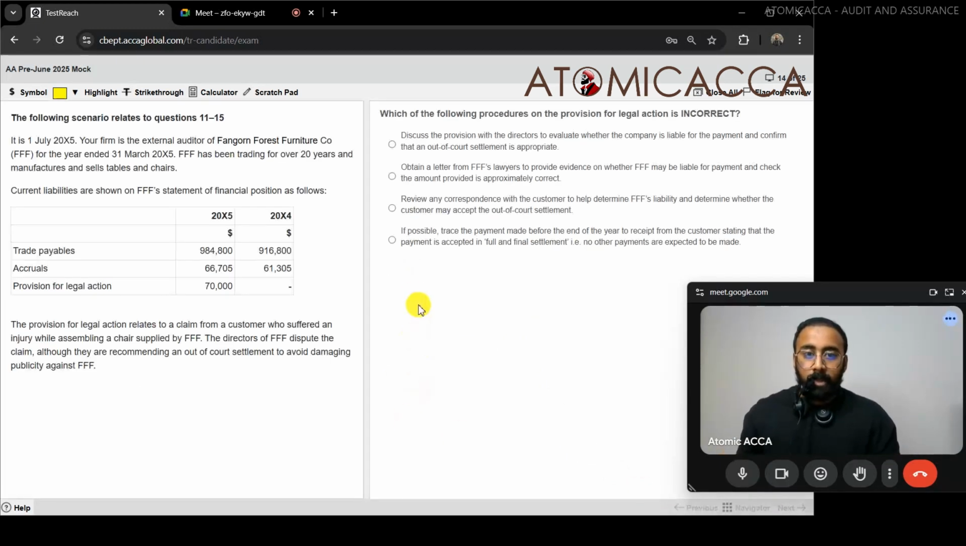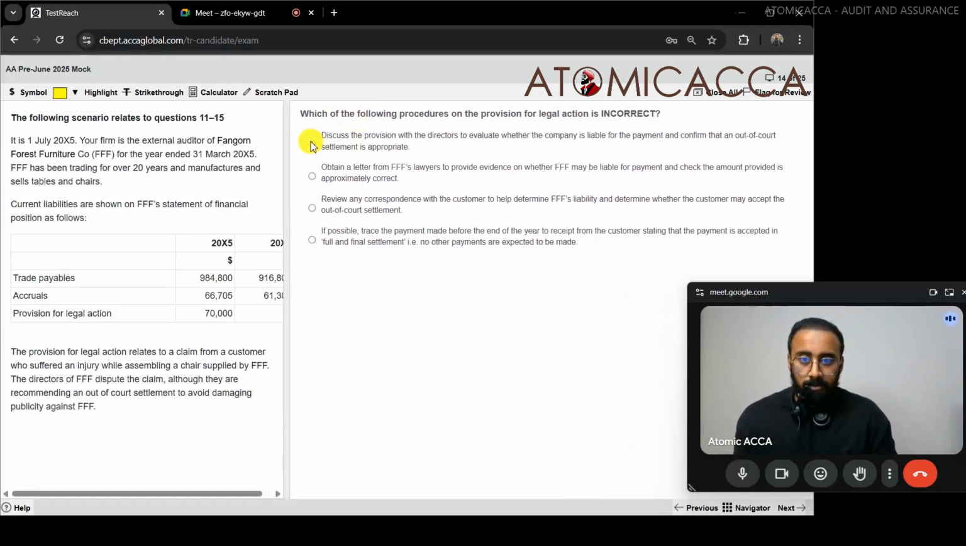Next one, which of the following procedures on the provision for legal action is incorrect? How many options can we select? Only one option. They're asking which is incorrect, that means 3 are correct, 1 is wrong. Discuss the provision with the directors to evaluate whether the company is liable for the payment and confirm that an out of court settlement is appropriate. That seems correct. Let's see if something else is wrong.